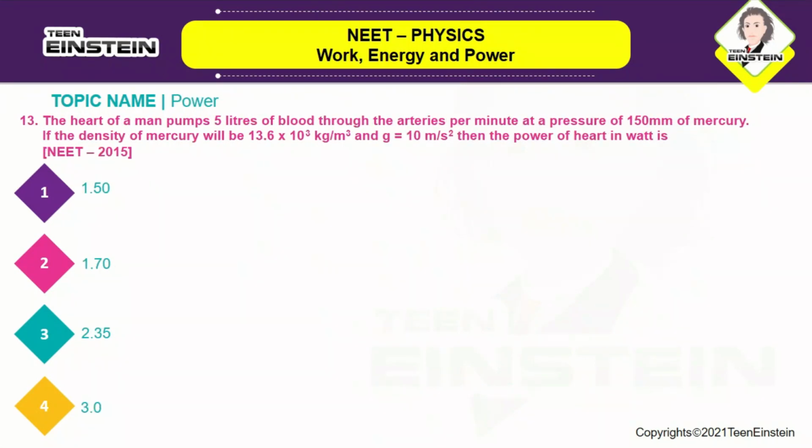Okay, so we will move on with the next question. The heart of a man pumps 5 liters of blood through the arteries per minute at a pressure of 150 millimeter of mercury. If the density of mercury is 13.6 × 10^3 kilogram per meter cube and g equals 10 meter per second square, then the power of the heart in watt is. So here they want us to calculate the power of the heart.